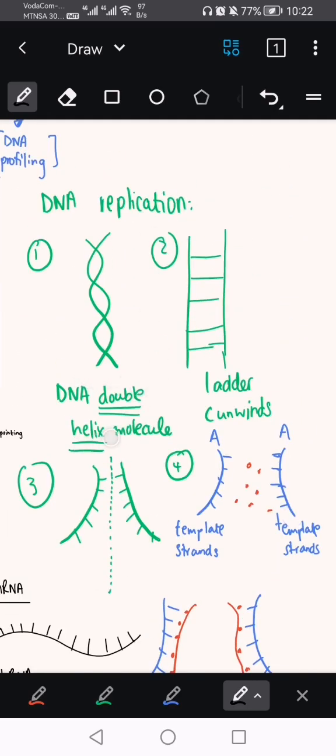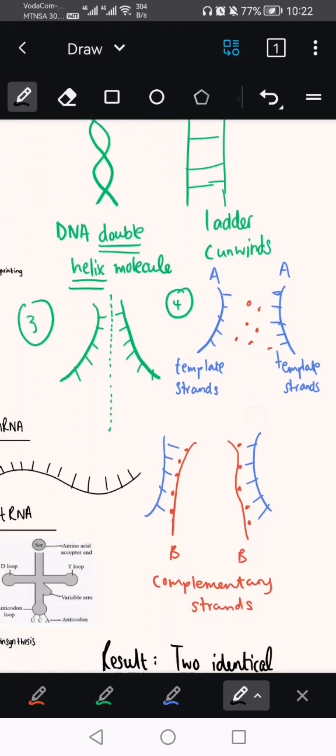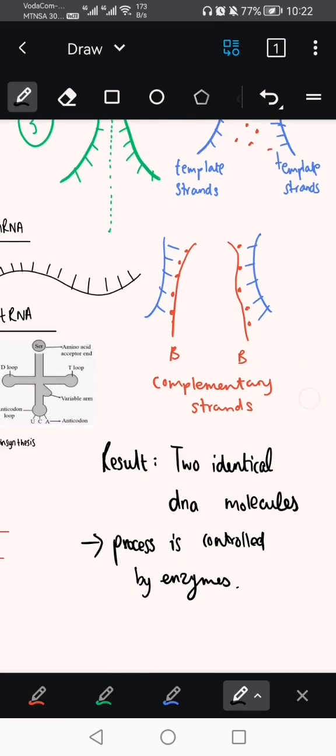The DNA double helix molecule unwinds. The weak hydrogen bonds in between will break, causing it to unzip, forming two separate template strands. Right? Free floating DNA nucleotides will complement the two separate DNA strands, forming complementary strands, resulting in the formation of two identical DNA molecules where the process is controlled by enzymes.